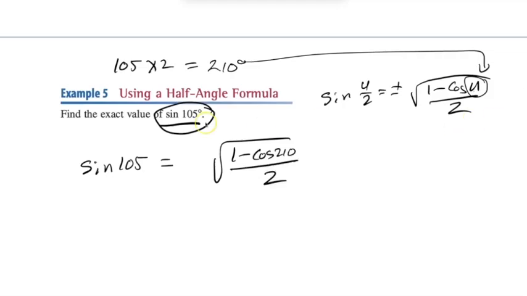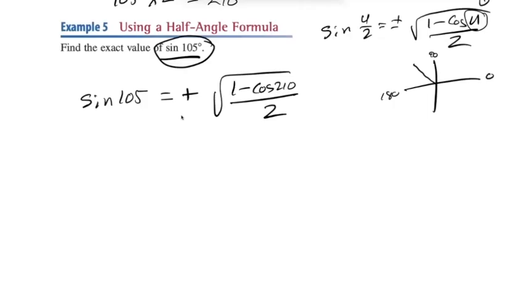Plus and minus, where's 105? 0, 180. 105 would be over here. This is 90. It's in quadrant 2. Sine is positive in quadrant 2, so this is a positive version of this. And then that's pretty much it. We just got to simplify this.